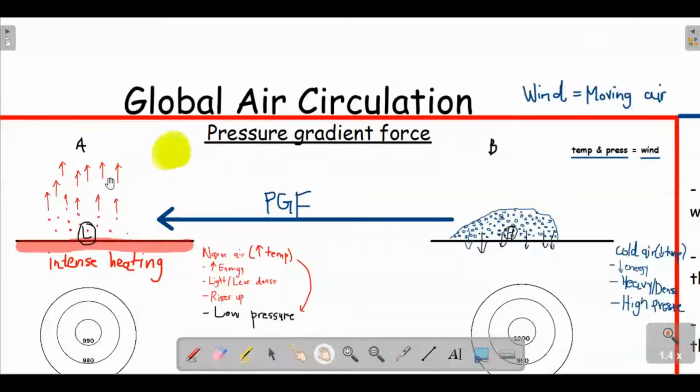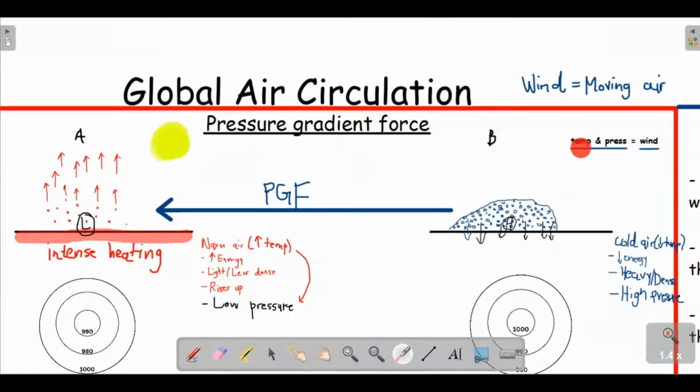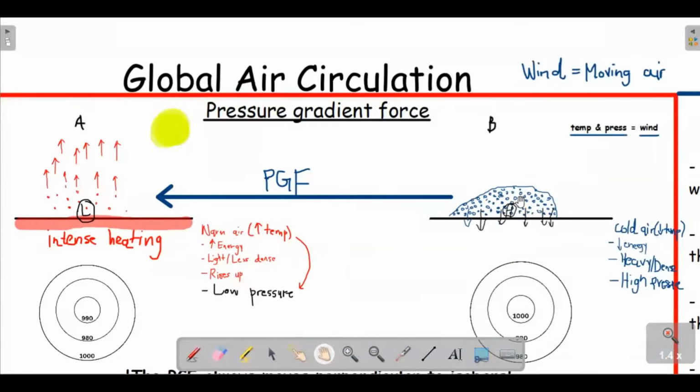Okay, so that is very important to note there. The relationship between temperature and pressure and the resulting wind, due to the pressure gradient force. I'm going to be using the acronym PGF throughout. So when I'm writing PGF, please don't be confused. What I mean there is pressure gradient force. This is the force that exists when you have pressure differences and that causes air to move.